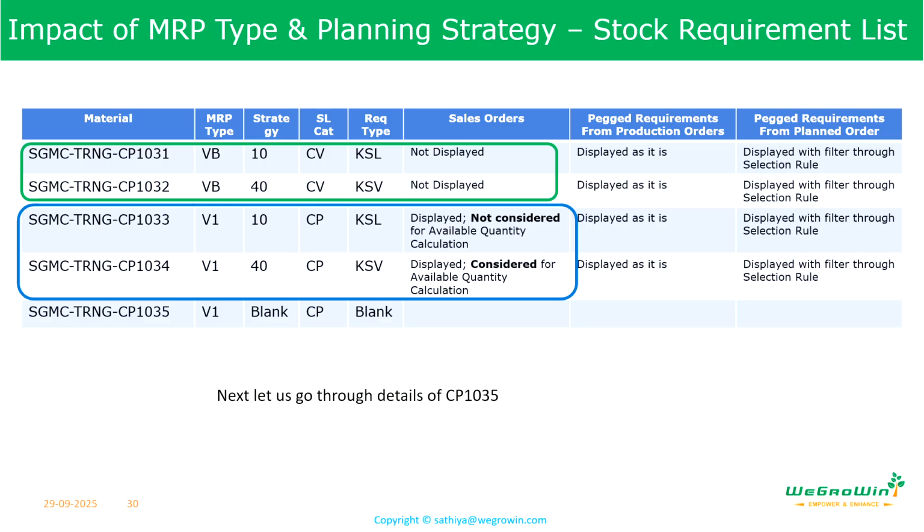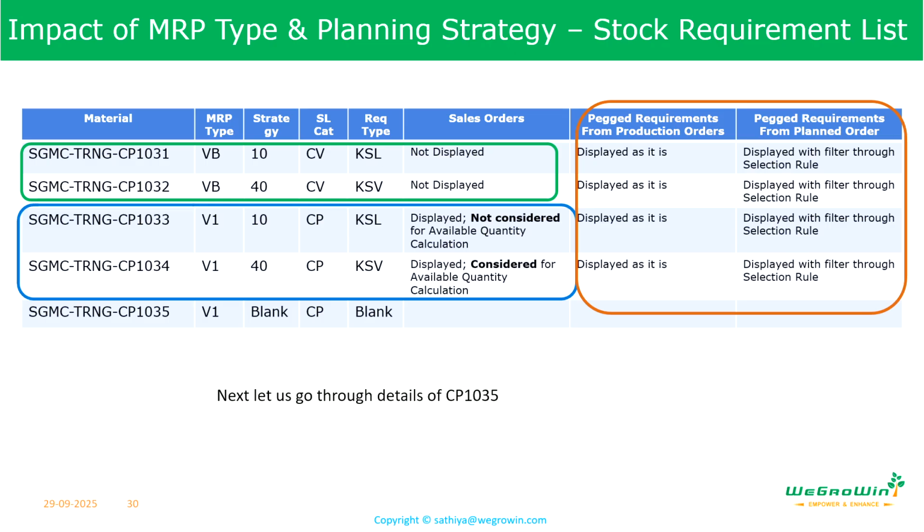When you come to the production order, for all the materials, all the MRP types, they were shown as they are. And we don't need to do any filter. So the production order reservations were shown as they are. But the pegged requirements from planned orders were displayed only through the filter.